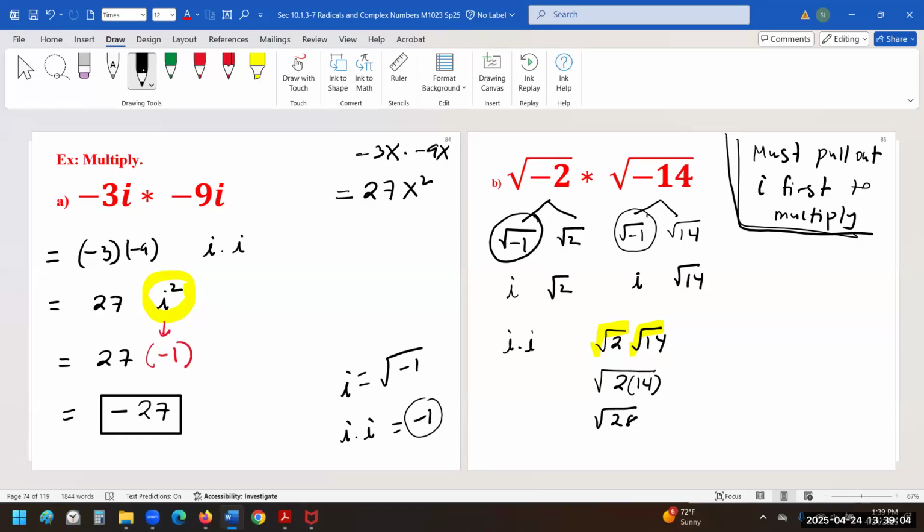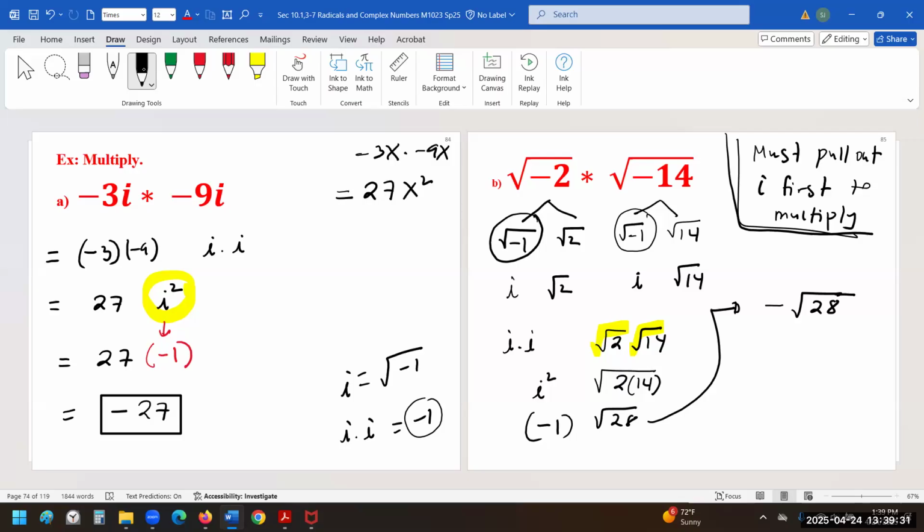And what is i times i? i squared. And what is i squared? -1. So in other words, we have negative square root of 28. See, we multiplied the imaginary numbers, but we ended up getting a real number.